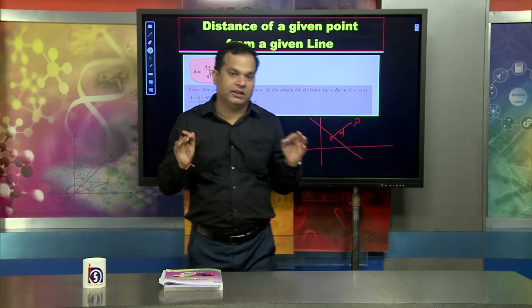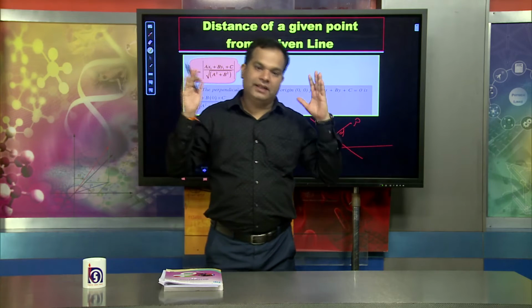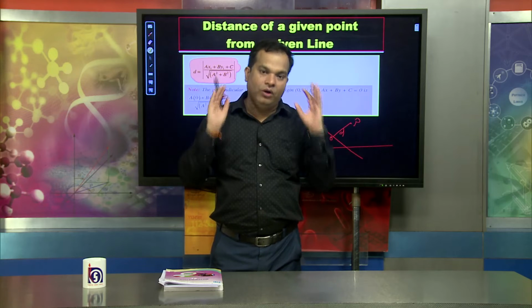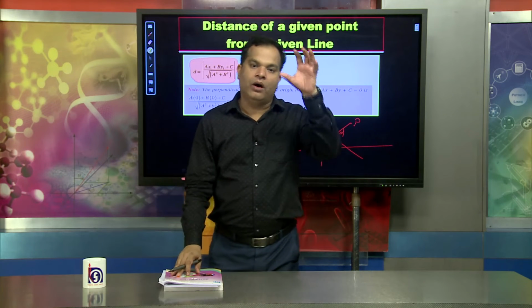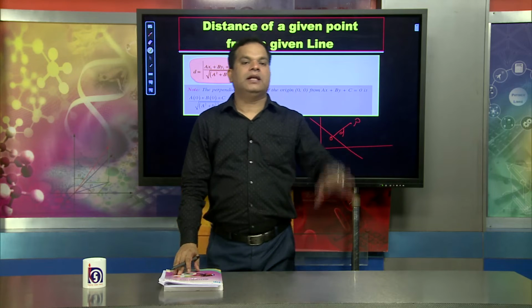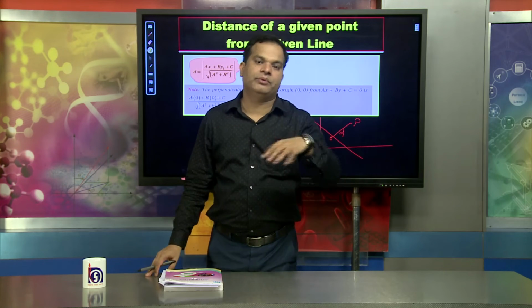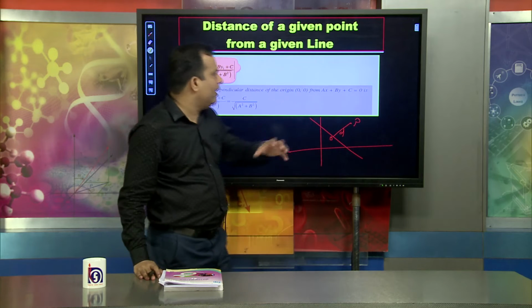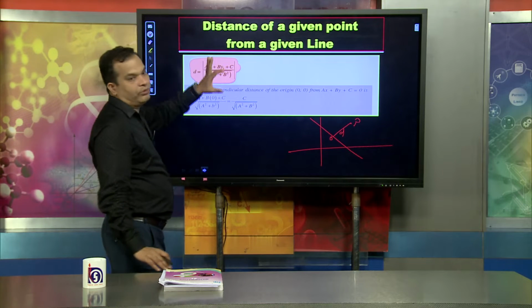It is always positive. That means the gap between 5 and 7, that gap, that means distance, is always a positive quantity. And when talking about a positive quantity, we always take a modulus, because the modulus of a negative value becomes positive, and the modulus of a positive value is also positive. That is why we have used the modulus.